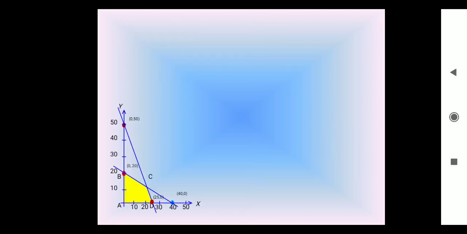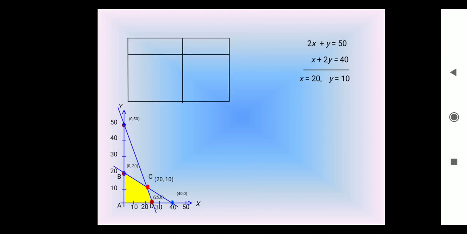Now we have to find the coordinates of point C, which is an intersecting point, by solving the equations of these two lines. Consider the first equation 2x plus y equal to 50. The second equation is x plus 2y equal to 40. Let us solve these equations. By solving, we get x as 20 and y as 10. Therefore, C has coordinates 20, 10.